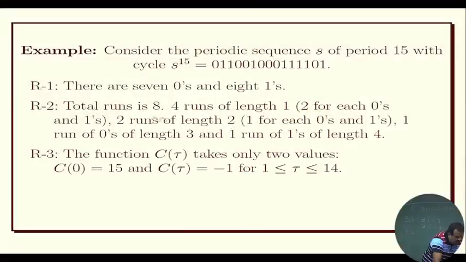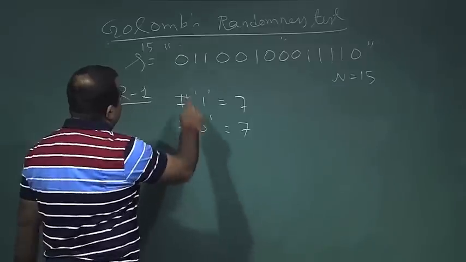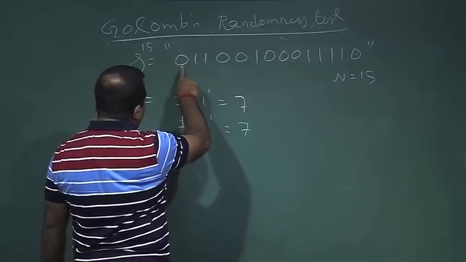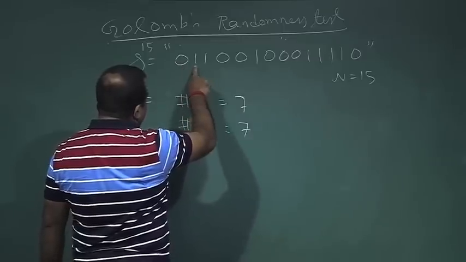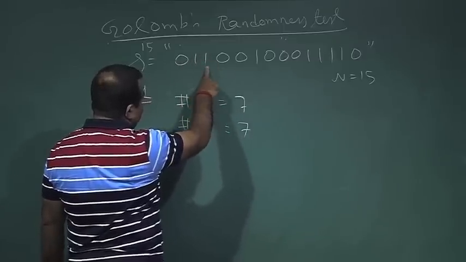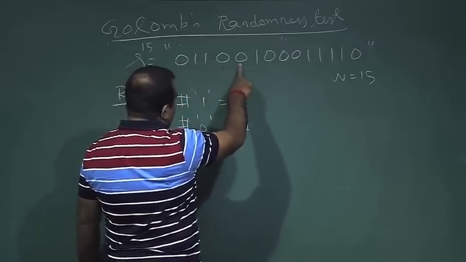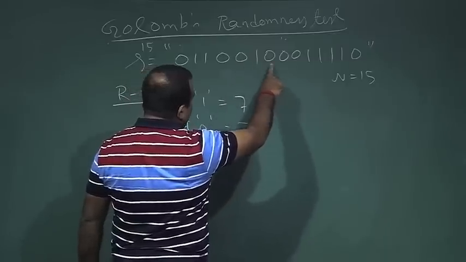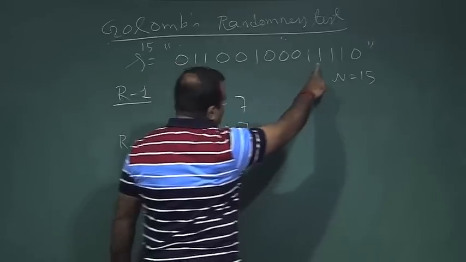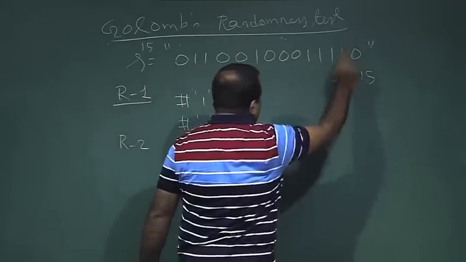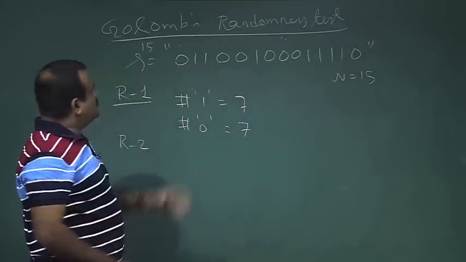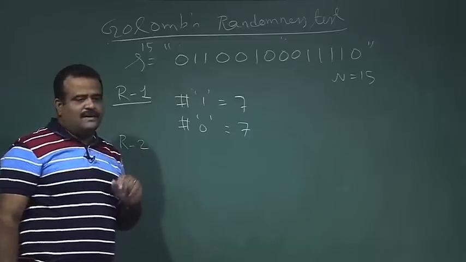So, the total number of runs is 8. A run means we just count the subsequent identical digits. So, this is 0, a run of length 1. This is 1 1, a run of length 2, again we have a run of length 2, then we have a run of length 3, a run of length 4 and a run of length 1. So, if we count the total number of runs, there are 8 runs.